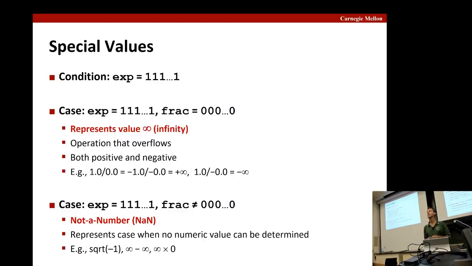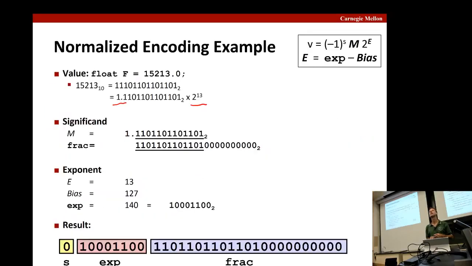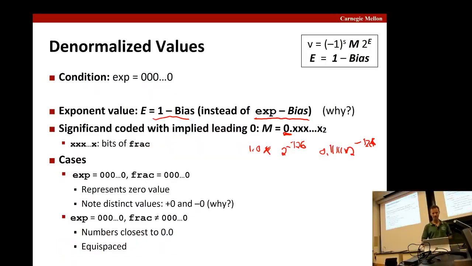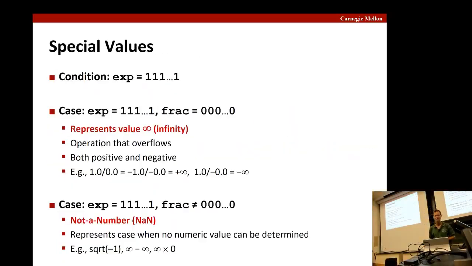But before we get to that, I want to talk about, yes? So you're saying that the largest denormalized value and the smallest normalized value are the same value? No, they're just epsilon apart. Okay, good. All right.